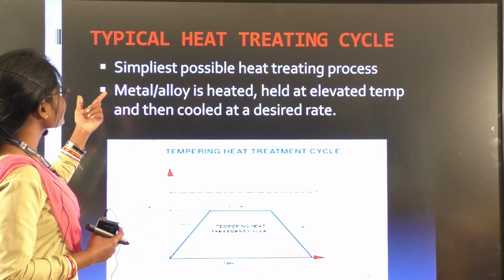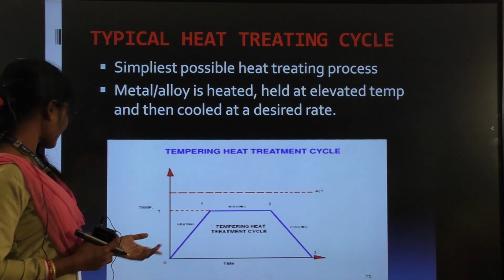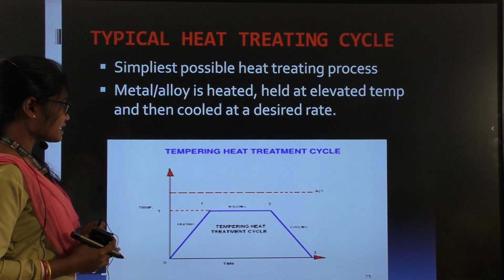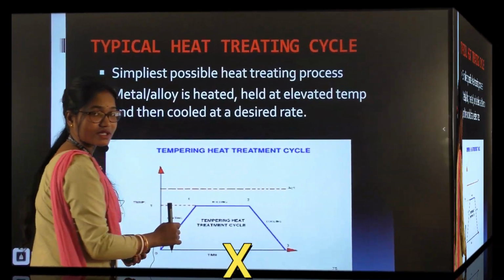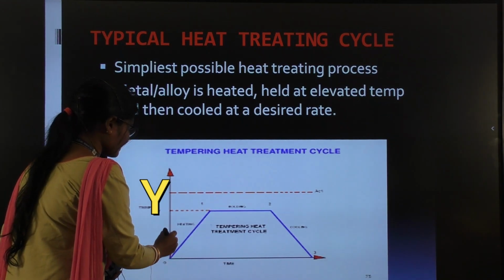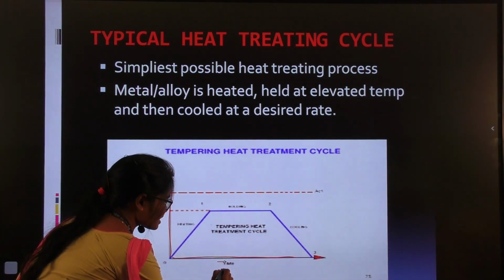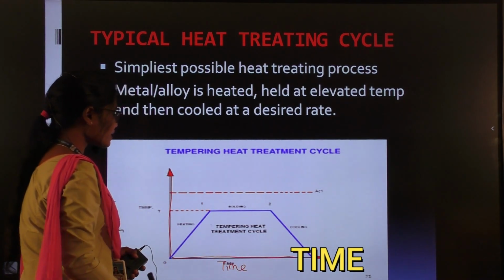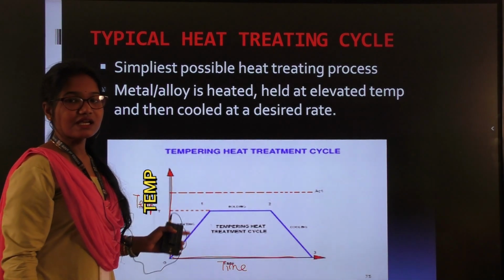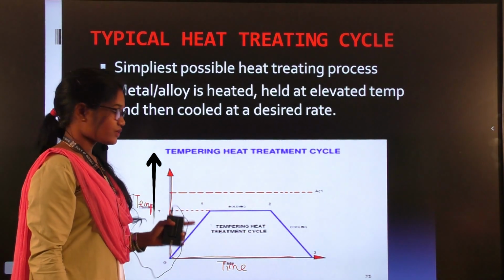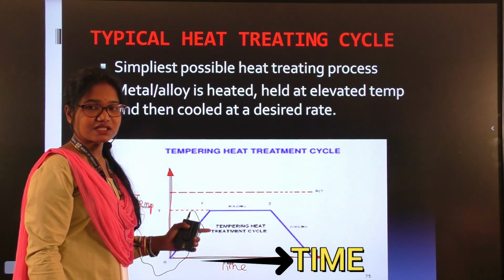Here you can see that I'm showing you a typical heat treatment cycle. With this cycle I will tell you how heat treatment is done. Here there is a graphical structure. This line is our x-axis and this line is our y-axis. The x-axis represents time and the y-axis is our temperature. So this is a temperature versus time diagram, with which I can show you how heat treatment is done.